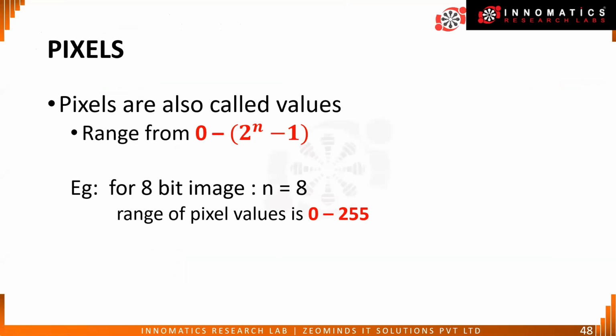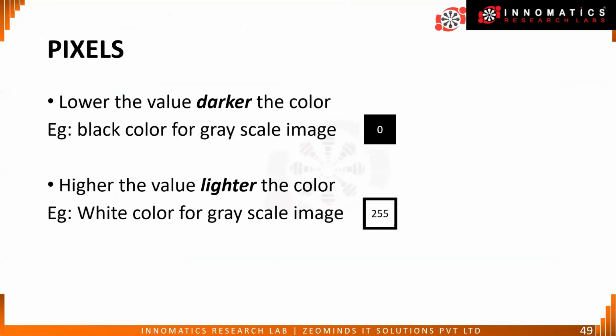Just try to remember: 0 is black color, 255 is white color. I'm talking about grayscale. 0 is darker or black color, and 255 is the white color or lighter color.